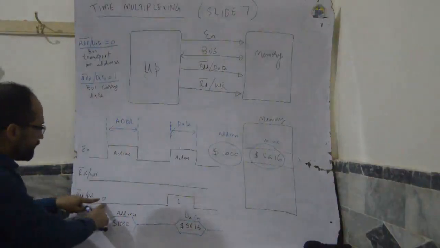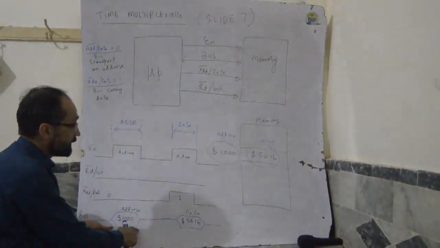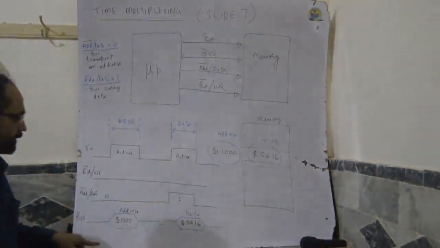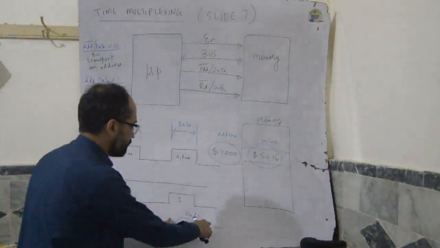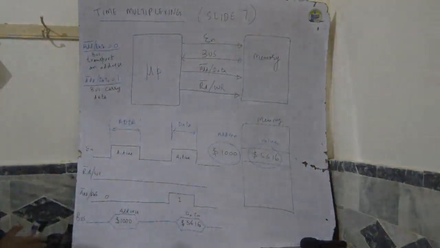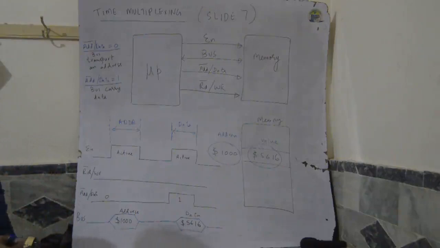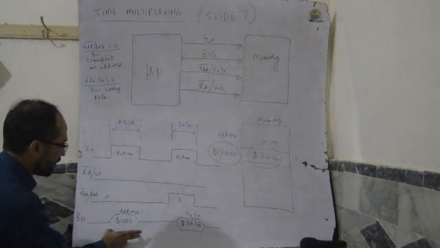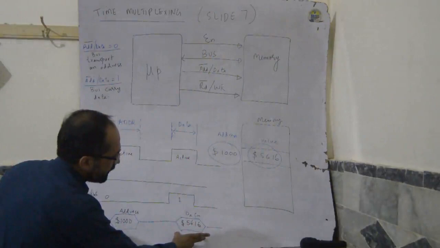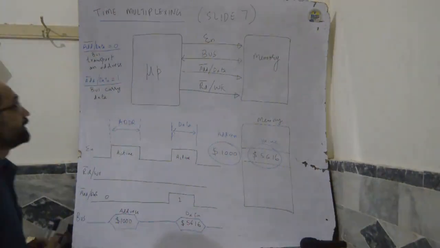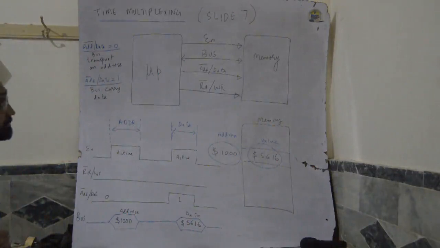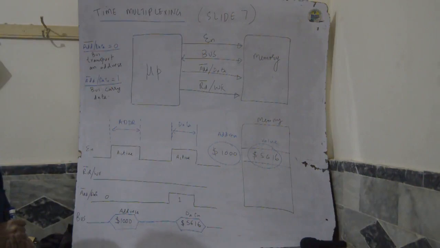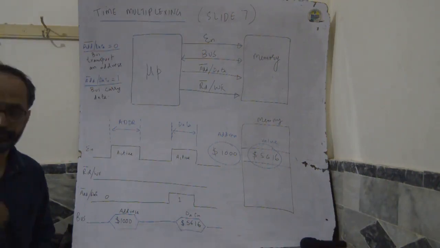So now when this signal is 0, this bus will carry an address, that is the address $1000, and if this value is 1, this bus will carry the data. So it is the time multiplexing of the bus during these different times. So at this time the bus will carry an address, and during this time period the bus will carry data. So the bus is shared between the address and the data. It is the time multiplexing of the bus either by an address or by data.